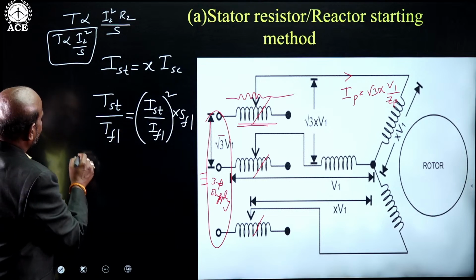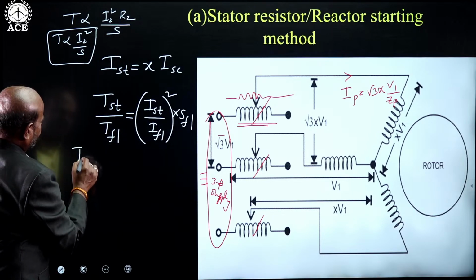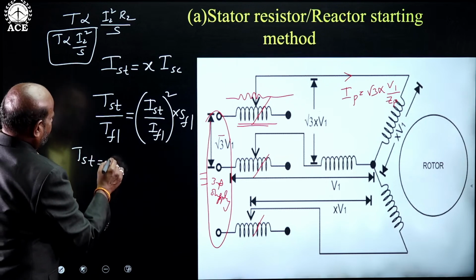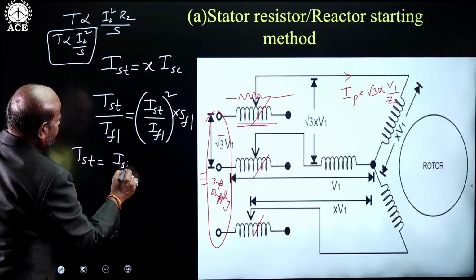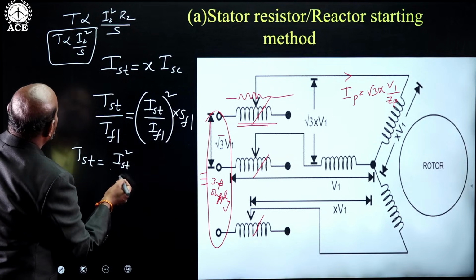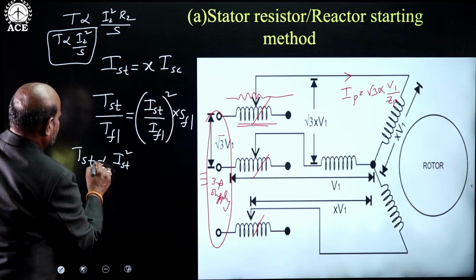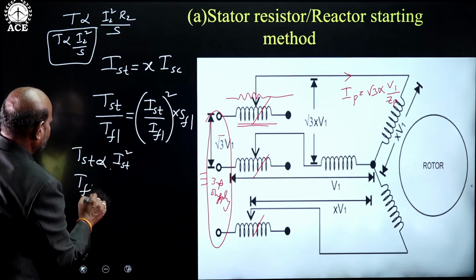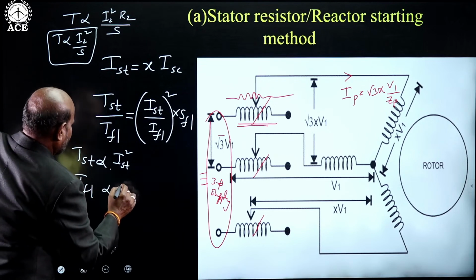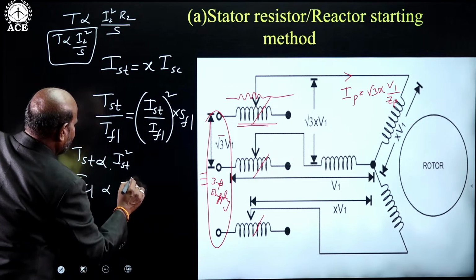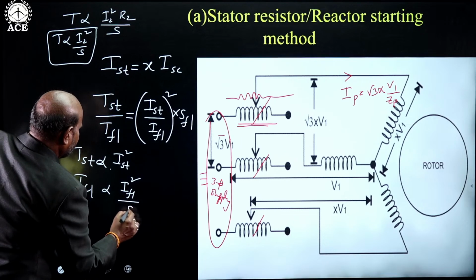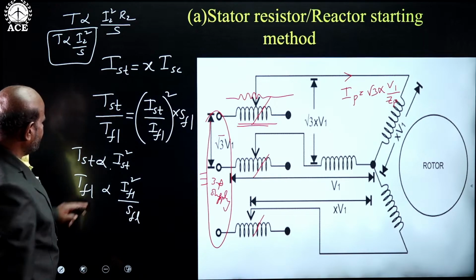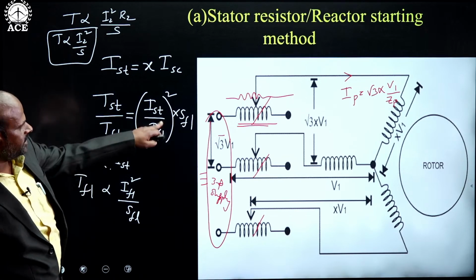This expression can be rewritten like this. For starting torque, IST square by 1, and for full load, IFL full load current square by full load slip. If we take the ratio of these two, we are going to get this expression.